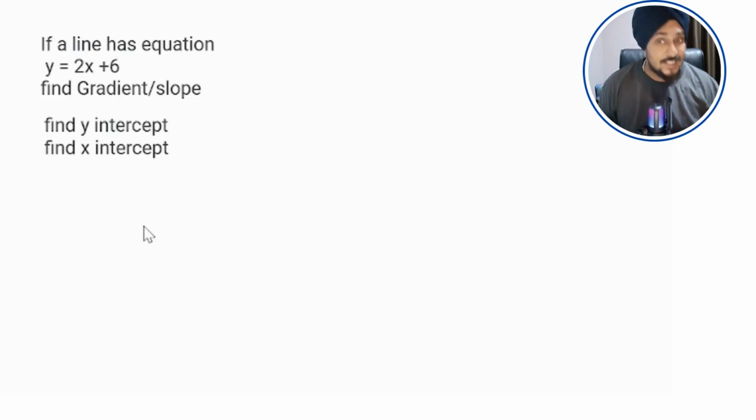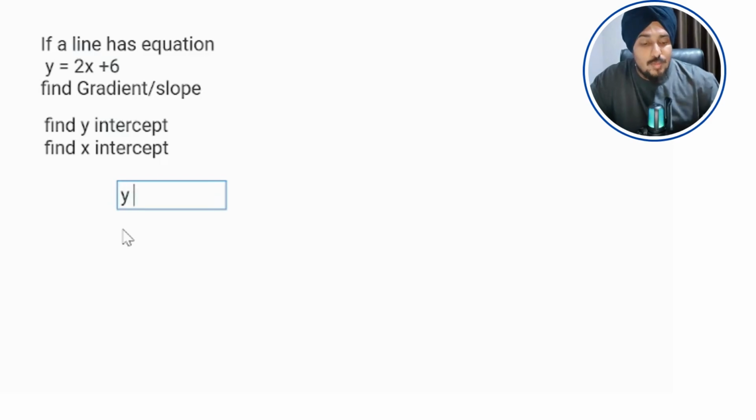We have a linear equation in front of us, and we have to solve the things that they have asked us. Now, let's read it out before we start. If a line has an equation y is equal to 2x plus 6, find gradient slash slope. Some people might use the word gradient, while some syllabuses will use this word called slope. Right. Now, let's try to understand how to solve slope.